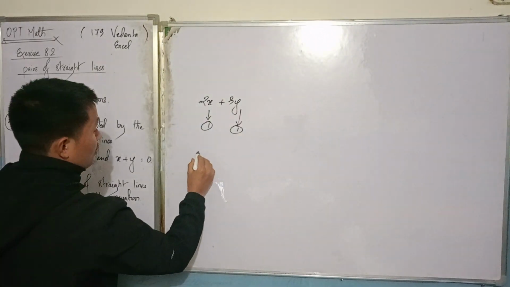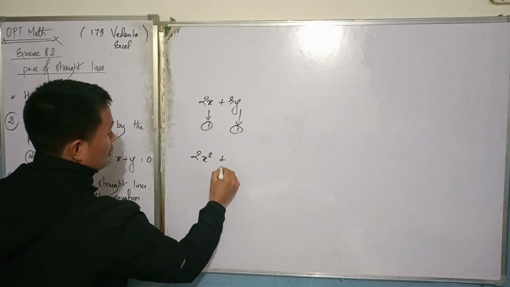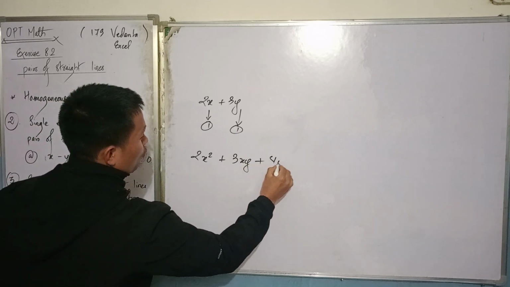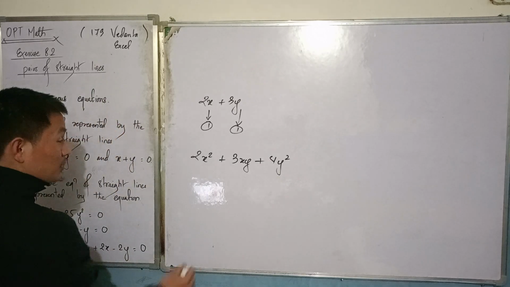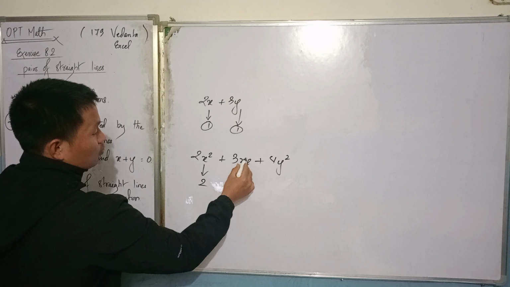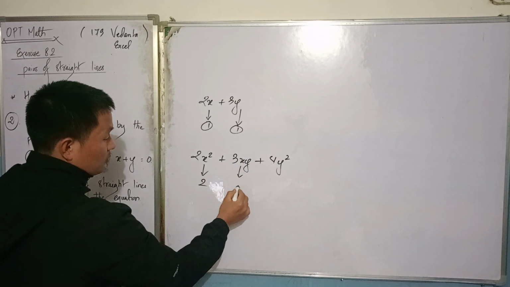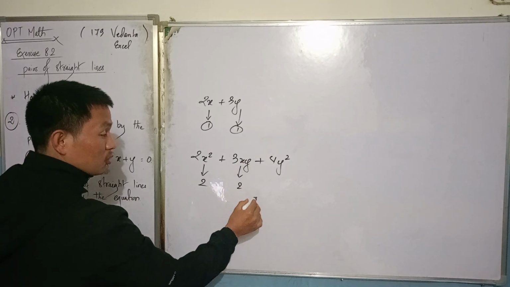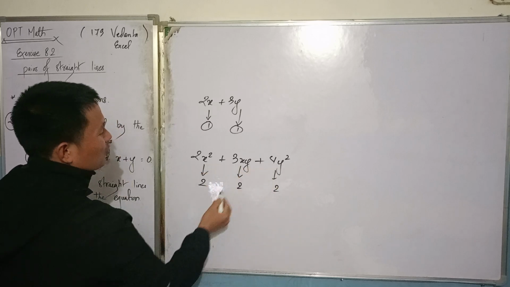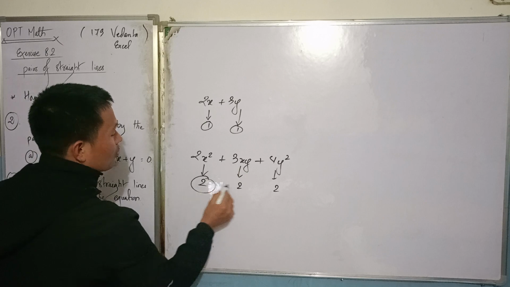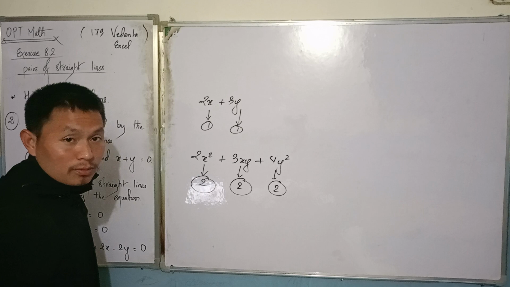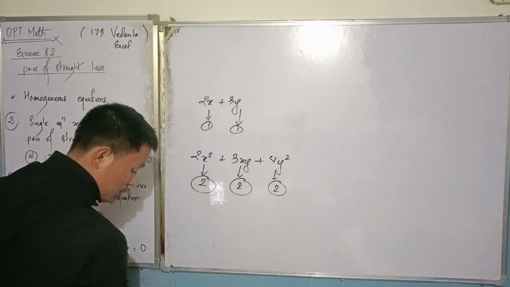Now if I take 2x squared plus 3xy plus 4y squared, in this case the degree is 2 here, and in the second term the power of x is 1 and the power of y is also 1, so 1 plus 1, the degree is 2. Here the degree is 2 as well. So its terms have the same degree, 2, 2, 2, and this is also a homogeneous equation.